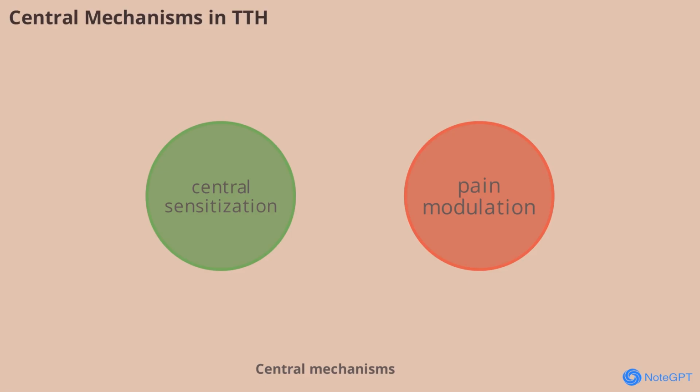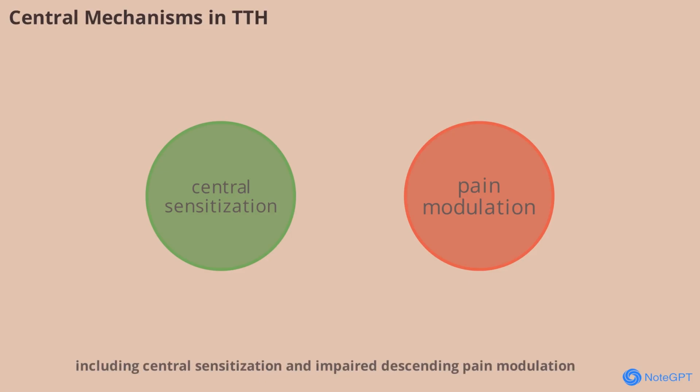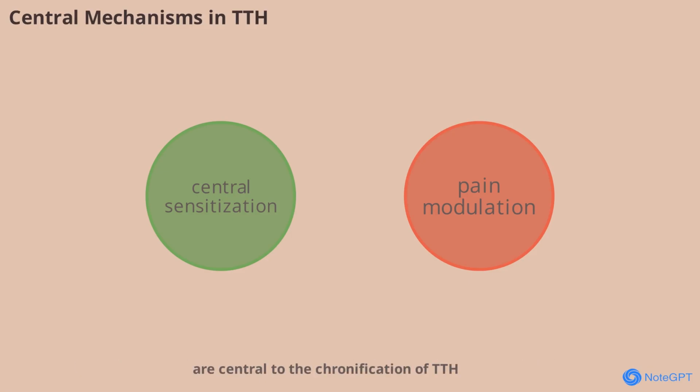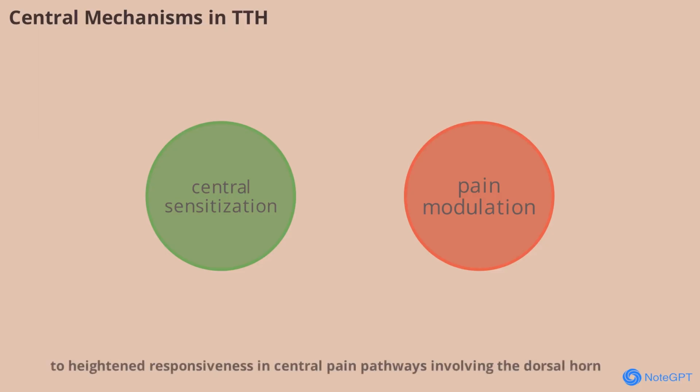Central mechanisms, including central sensitization and impaired descending pain modulation, are central to the chronification of TTH. Persistent nociceptive input from peripheral structures leads to heightened responsiveness in central pain pathways, involving the dorsal horn, trigeminal nucleus, and thalamus. Neuroimaging shows structural and functional changes in regions like the ACC and insula, especially in chronic cases. Nitric oxide pathways and neurotransmitter dysregulation further contribute to central sensitization. Addressing these central processes is essential for preventing the transition from episodic to chronic TTH and improving long-term outcomes.